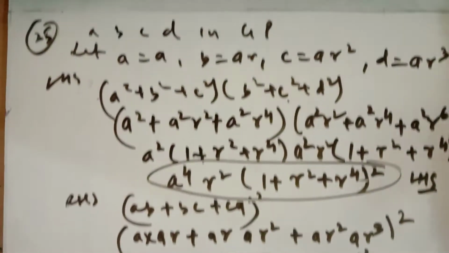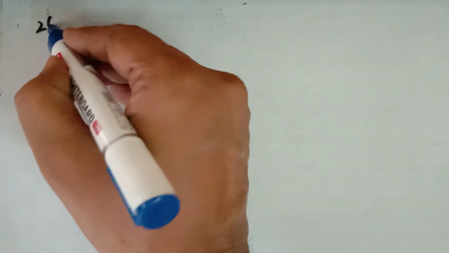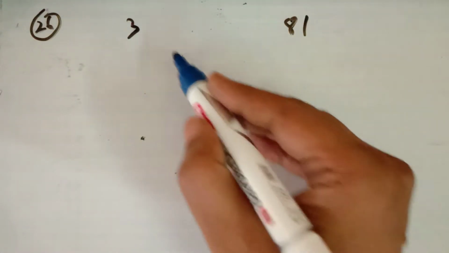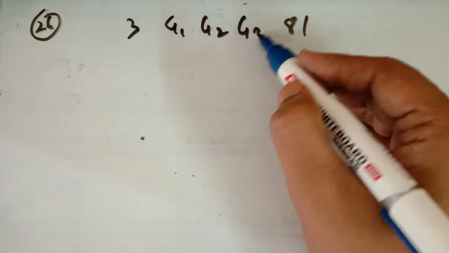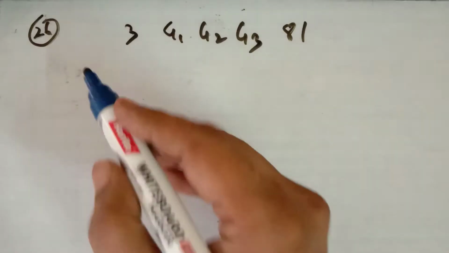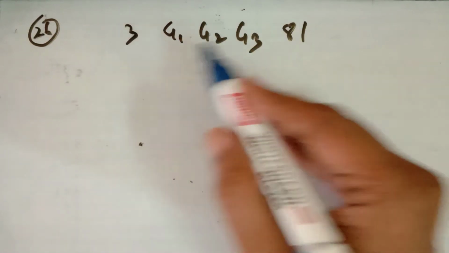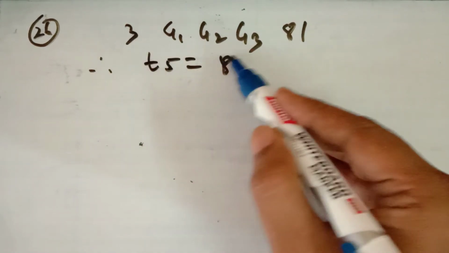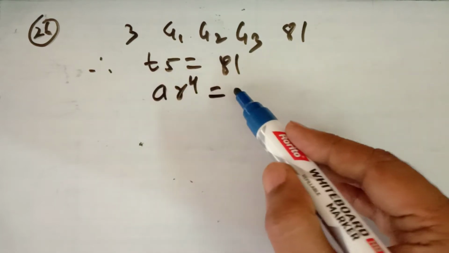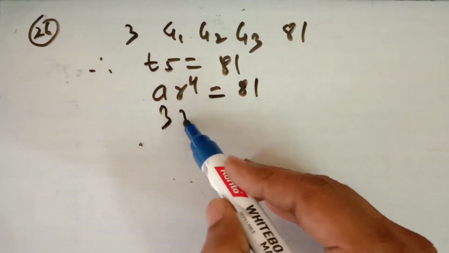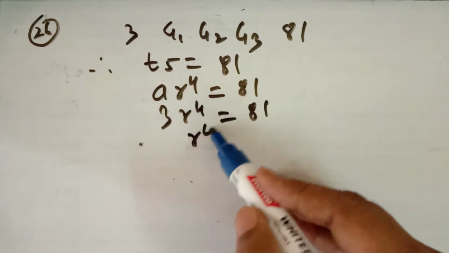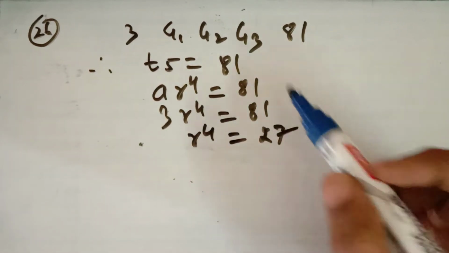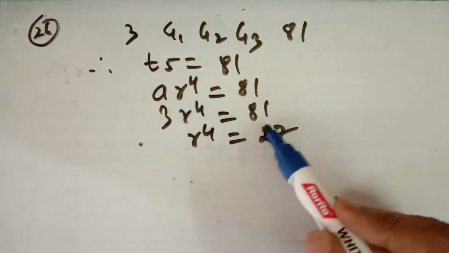Now in question number 26, also somewhat easy. You have to insert between 3 and 81 three numbers, let us call them G1, G2 and G3, so that these numbers are in GP. So three numbers are there and 3 and 81 are also there, so therefore 5 terms are there and its fifth term is 81 and the fifth term of GP is AR⁴ and A is 3. So R⁴ will be equal to 27.